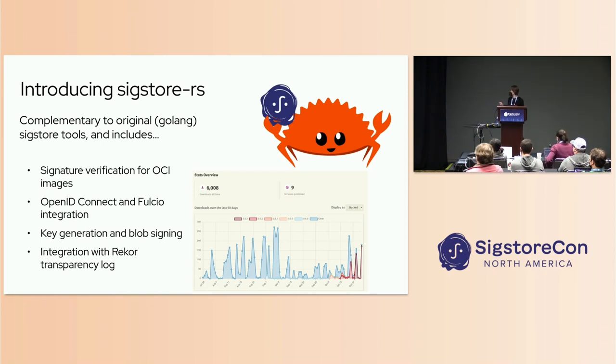The other thing that I noticed when I was creating this slide is that the last time I gave a slightly different version of this talk, which was just 2 months ago, the crates.io downloads for Sigstore RS were, I think, in the low 1,000s. So that's actually a 5x improvement since that time. So that's pretty cool. Ferris is really happy about it.